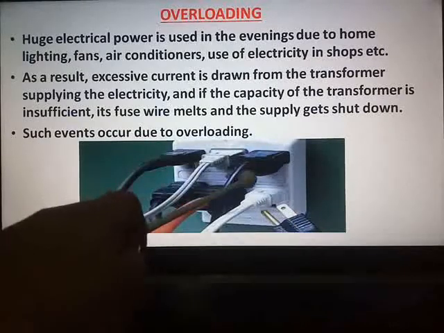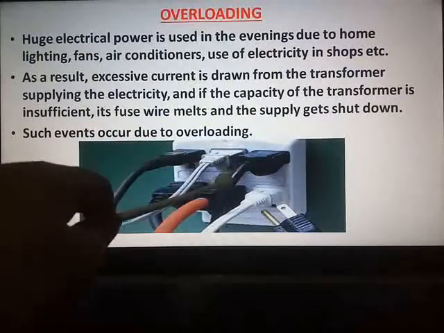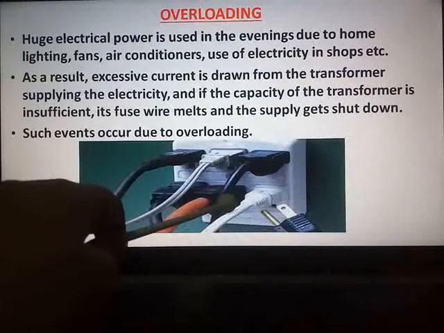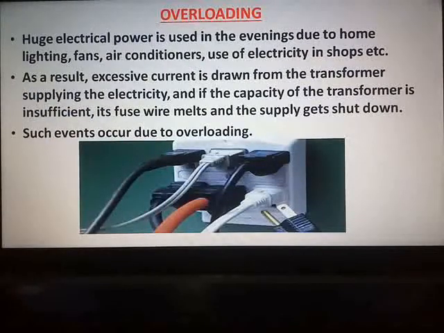You can see in this picture, so many appliances are plugged in one circuit. Every electric circuit has a certain limit to allow the passage of current, and if this limit is exceeded, then what will happen? Surely a large amount of current will flow.